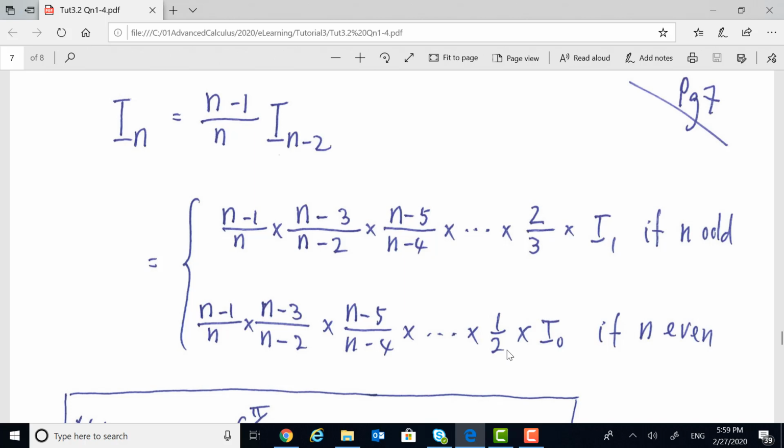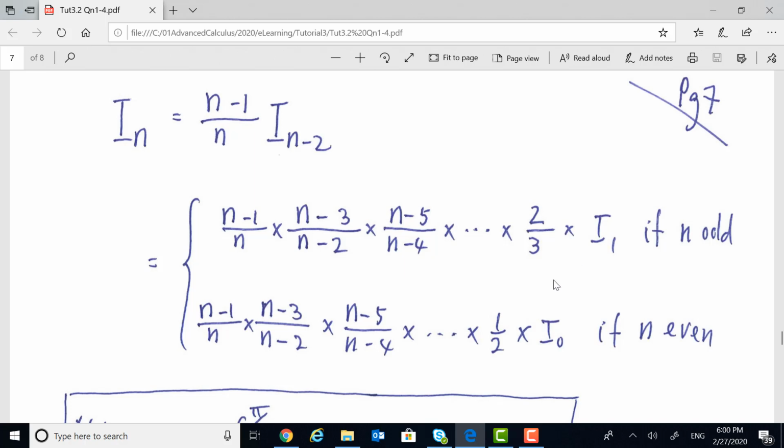Now, it can be quite difficult for beginners to see that it should be like this. So what you ought to do is try out, say, I7 first, for an odd number. If this is 7, then this becomes 6 over 7 of I5, and I5 is 4 over 5 of I3, and then I3 will be 2 over 3 of I1. Can you see? So you try a small number, and you realize that when n is odd, you will end with 2 over 3 of I1 at the end of it.